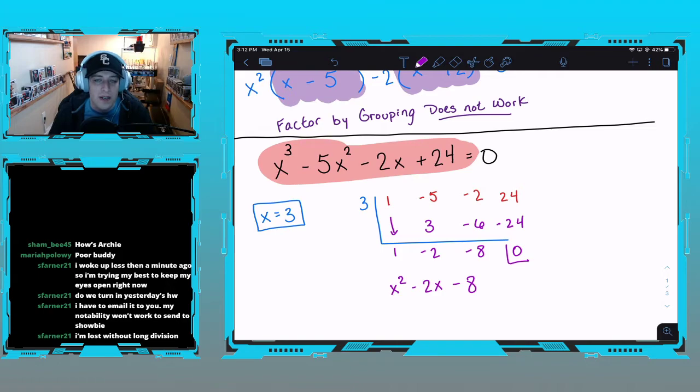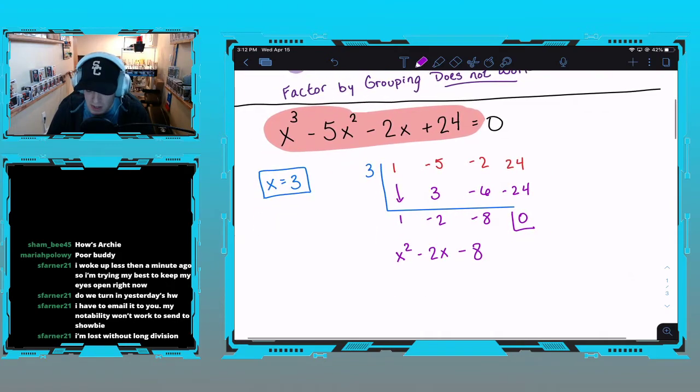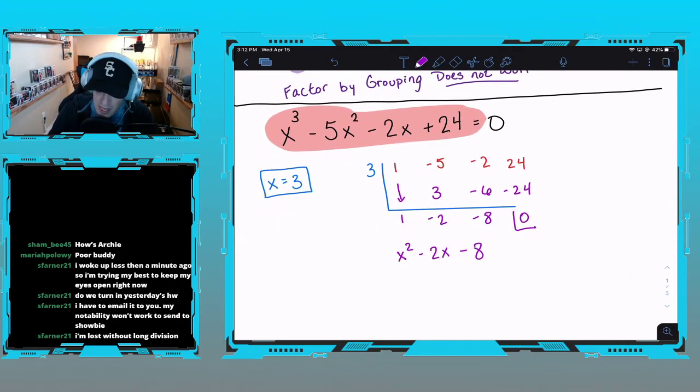That right there is a polynomial that can be factored. So we just solved it out. We did long division, but the problem asks us to factor it. If you guys look at that x squared minus 2x minus 8, we can factor that using double bubble, and we're going to find that there's 2 more solutions to this problem.